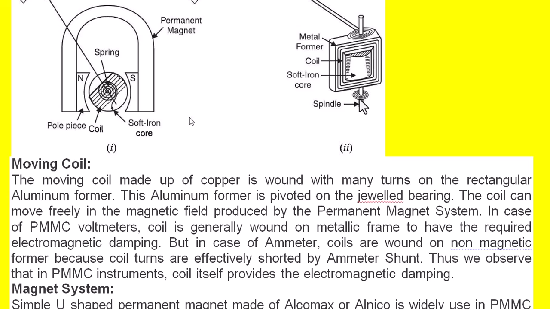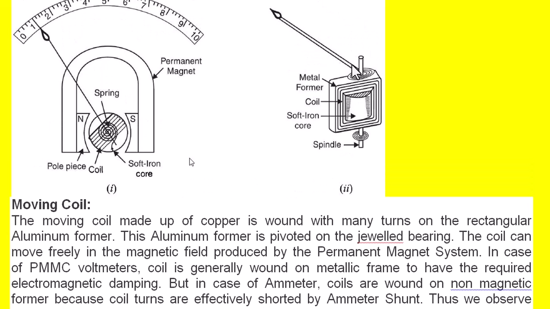When current flows through this coil via these springs and it is under the influence of the permanent magnetic field, this coil on the former will experience the mechanical force so that it moves from left to right like this over the angular scale. That scale may be 180 degrees or 90 degrees or 270 degrees.